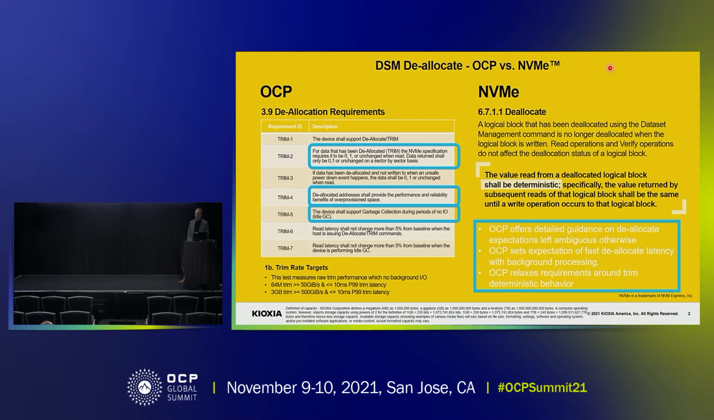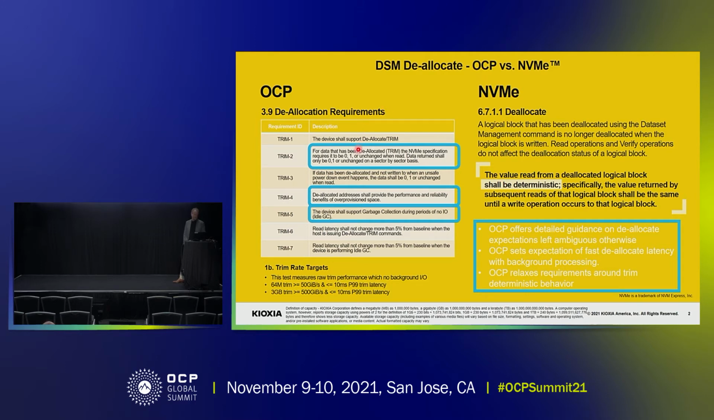So NVMe had a very light set of requirements around it. And the light requirements were, one, dataset management was a hint. So you could literally just blow off the dataset management commands if you were so inclined. But the only requirement that they did put in place is what I have highlighted here, which is if you read a value, it needs to be deterministic. Or if you trim a value, it needs to be deterministic on the readback. Well, there's an interesting optimization that you can take on. So let me describe a little bit.